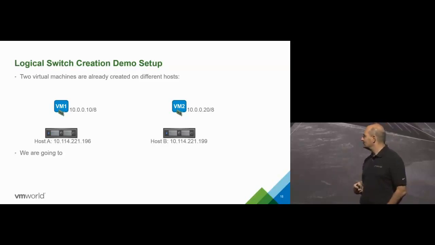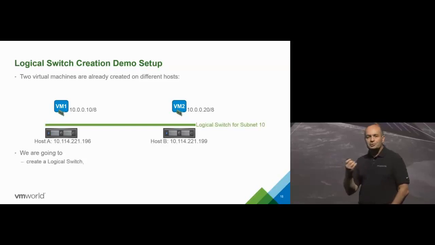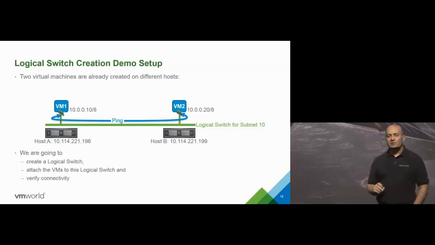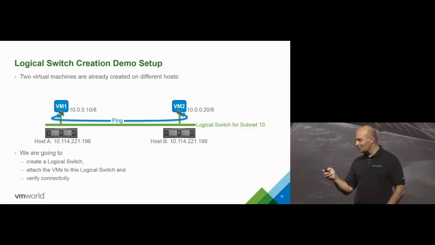Why not 10? And we're going to create this logical switch, this virtual broadcast domain, and attach our 2 virtual machines to this broadcast domain. And of course, once we've done that, we're going to check that we have L2 connectivity by just doing a ping within the same network. So pretty straightforward, and you'll see the demo is like 1 minute. So this is very fast and it's real time.